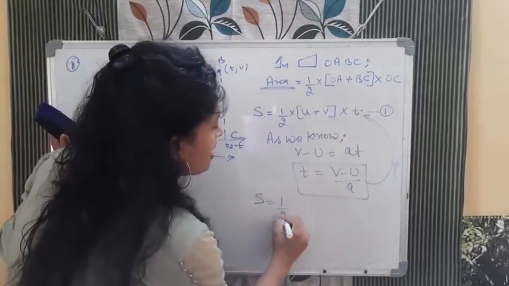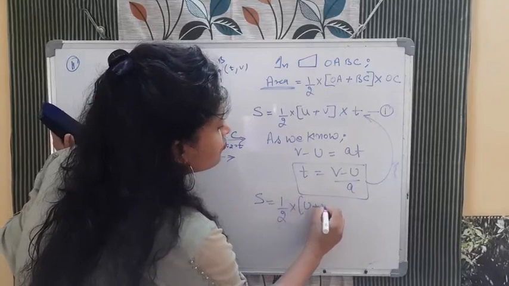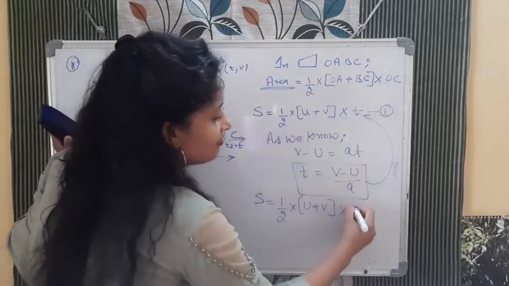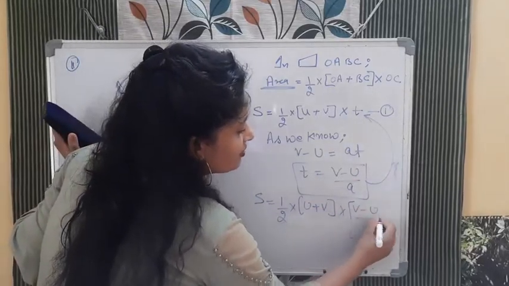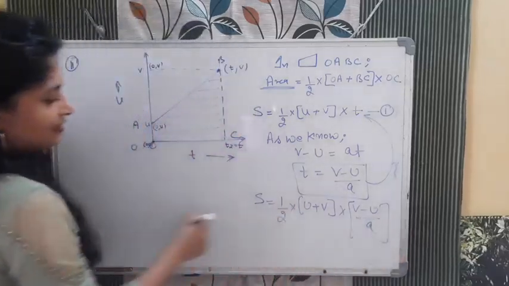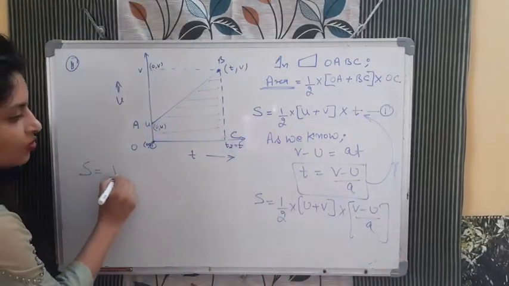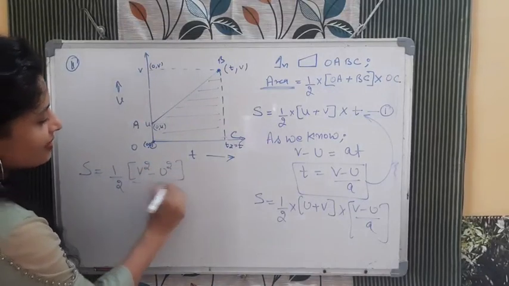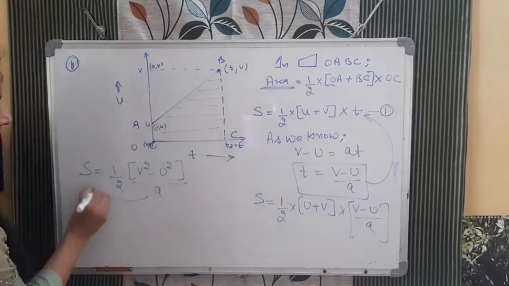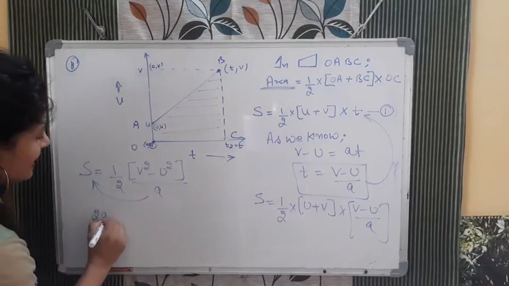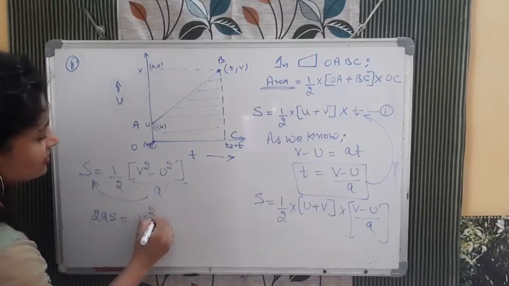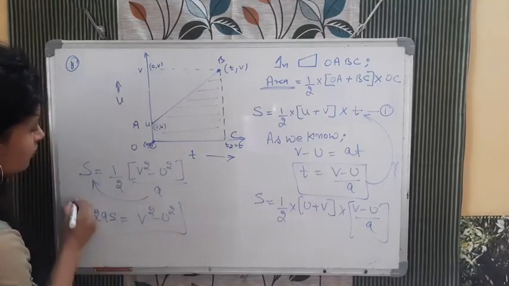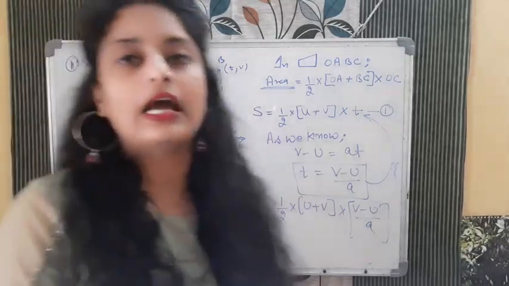S is equal to half into u plus v into, in place of t we will put this v minus u divided by a. Now multiply this, you will get S is equal to half v square minus u square divided by a. Now cross multiply, when you cross multiply, 2as is equal to v square minus u square. So you got the second equation of motion. I hope you got it.